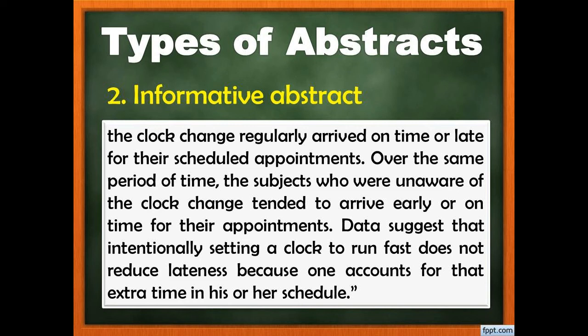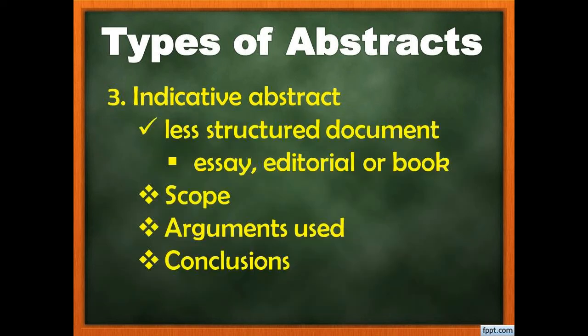Here, in this given sample, it gives the methodology as well as the results and conclusion of the given approach. Third is the indicative abstract. If you are writing an abstract for a less structured document like an essay, editorial, or book, you will write an indicative abstract. An indicative abstract is generally made up of three parts.